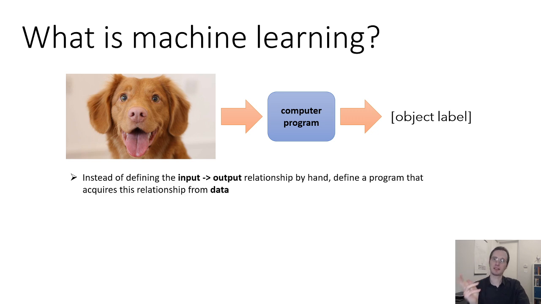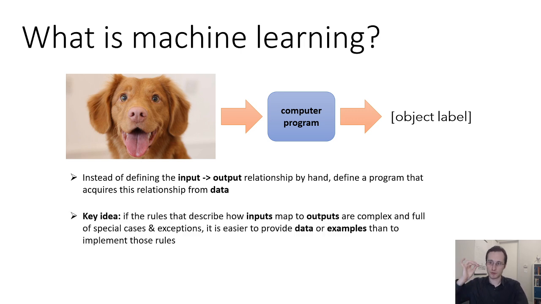So maybe instead of defining the input to output relationship by hand, we can define a program that acquires this relationship from data. See, with the puppy, it's a lot easier to give examples of what you want than to specify what you want in terms of rules. So if I want to add two numbers, it's very easy for me to code up x plus y equals z. So it would be silly for me to instead give a bunch of examples, 2 plus 2 is 4, 2 plus 3 is 5, etc. That would not be a very easy way to do it. But with a puppy, it's the other way around. It's probably actually quicker for me to go out and photograph a bunch of puppies than it is to try to code up this puppy detector.